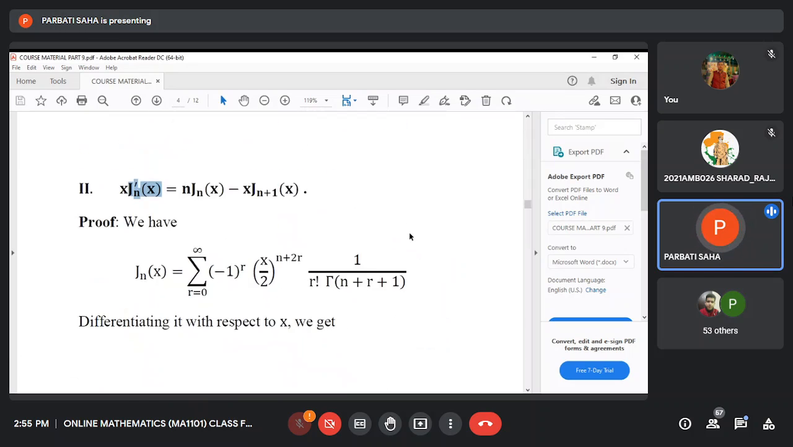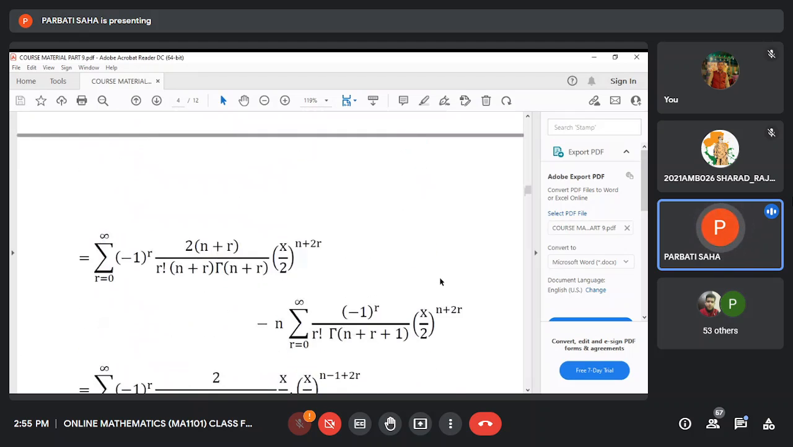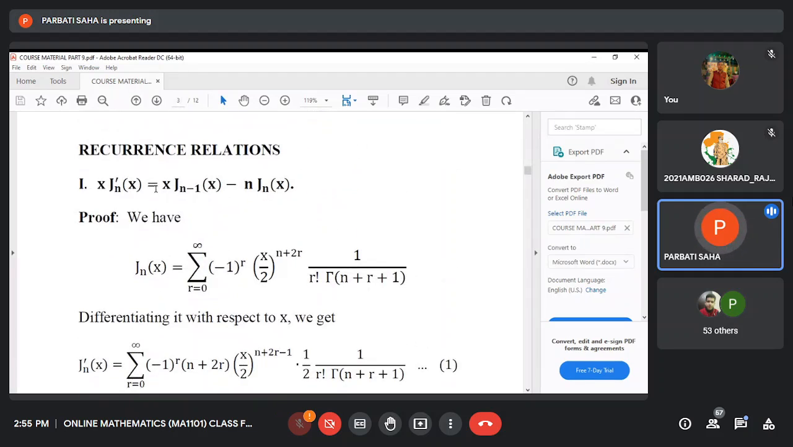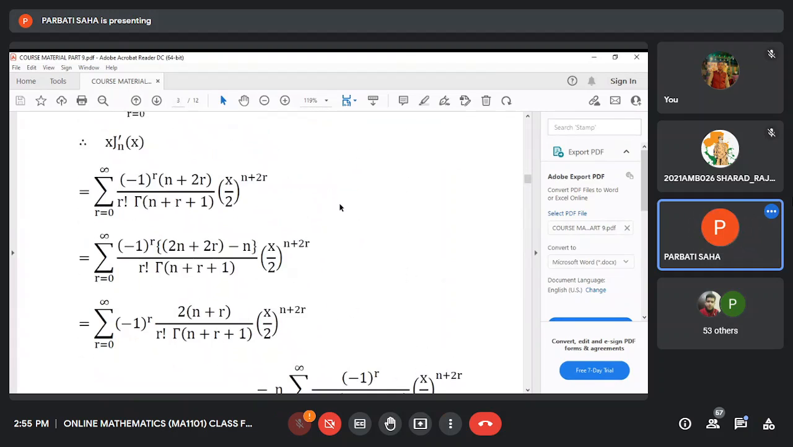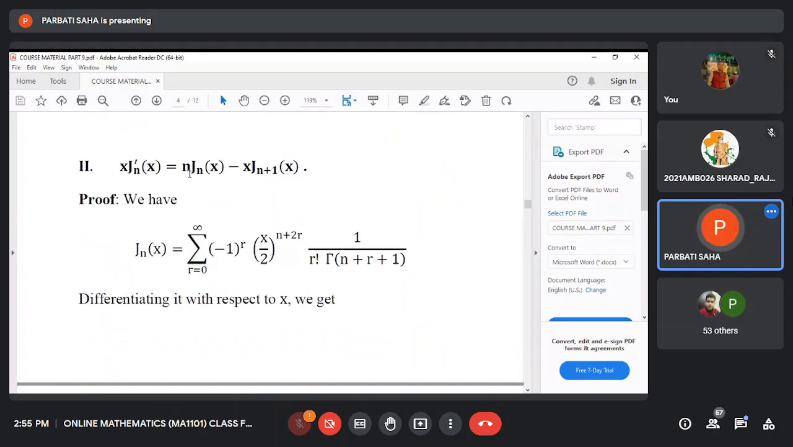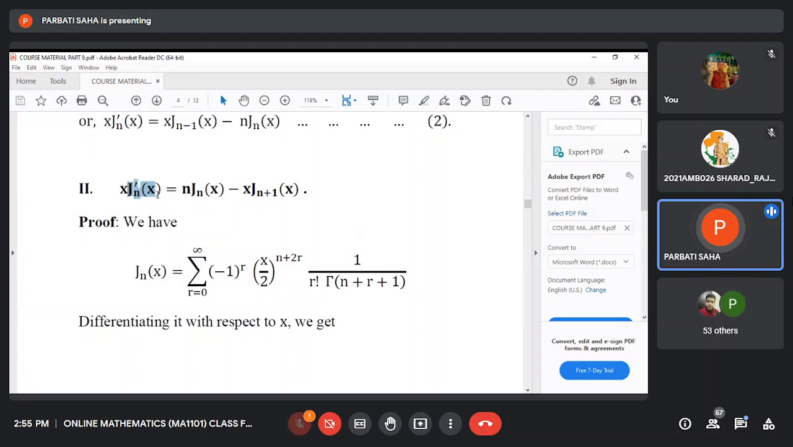Now you see again you have to compute x J_n'. What is the difference between these two? Here it is x J_{n-1}(x) minus n J_n(x). As per requirement, you have to calculate. You see here it is n J_n(x) minus x J_{n+1}(x). Okay. So first you calculate J_n'(x).